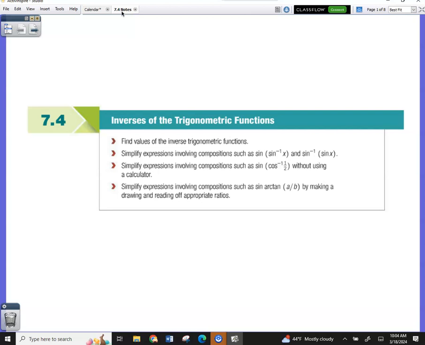2 should be good. Maybe even 1 would be fine.